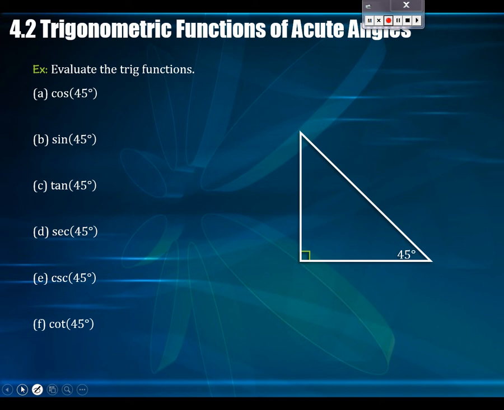If I didn't give you this picture, you would still draw this picture, right? Because that's the definition. Cosine of 45 degrees. What do I do? I draw a right triangle. I put 45 degrees in, today at least.